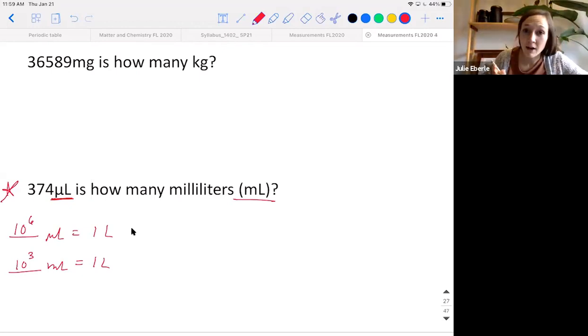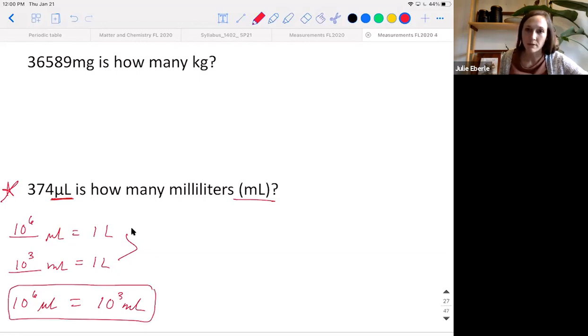Now, I want a relationship directly between microliters and milliliters. So hang with me. If both of these equal 1 liter, then are you okay if I say 10 to the 6 microliters equals 10 to the 3 milliliters? If they both equal 1 liter, don't they both equal each other? Okay. This right here is what's going to be most beneficial for this problem, because now you can just do it in one step. You want a direct relationship. And if you can relate 2 units to the same thing, then they equal each other. I hope that makes sense.